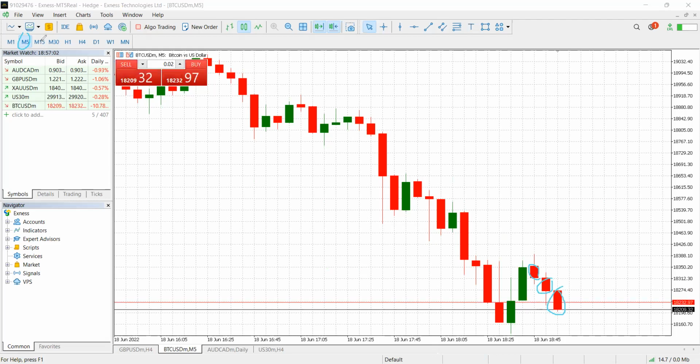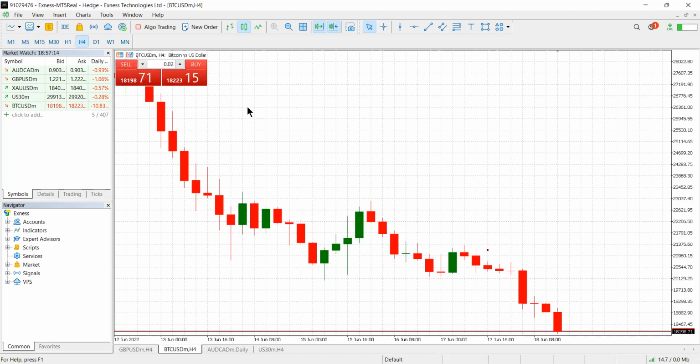And then we are having the M15. Similarly, it's the same thing. It takes 15 minutes for that candle to close. And then we are even having the H4 time frame, which means that it takes 4 hours for a candle to open and then close.